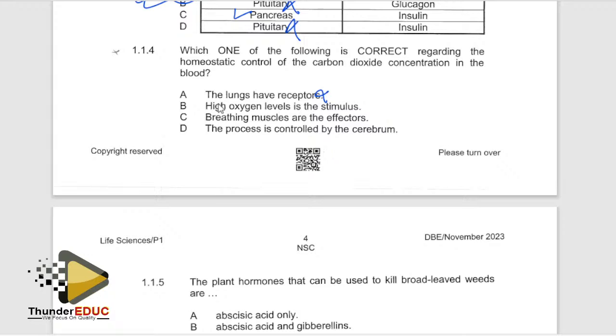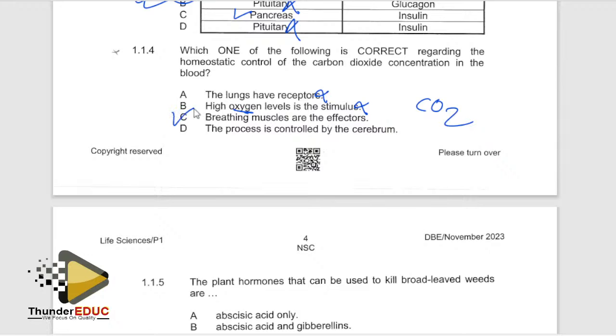High level of glucose is the stimulus? No, it's not a high level of oxygen, it's a high level of carbon dioxide which stimulates. Breathing muscles are effectors. Once the level of carbon dioxide is too much, then you start to breathe too much, fast and deep. It shows that it is an effect of a high amount of carbon dioxide in the body. That's why if you are running, you have too much carbon dioxide in the body, therefore you have to breathe too much. Yes, this one looks correct.